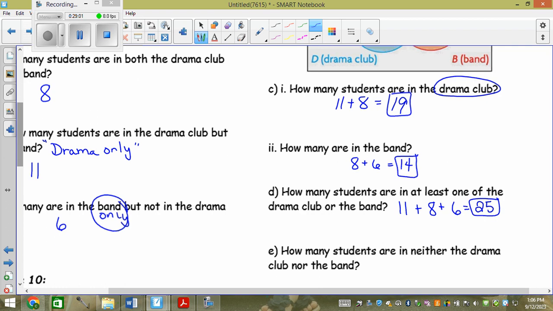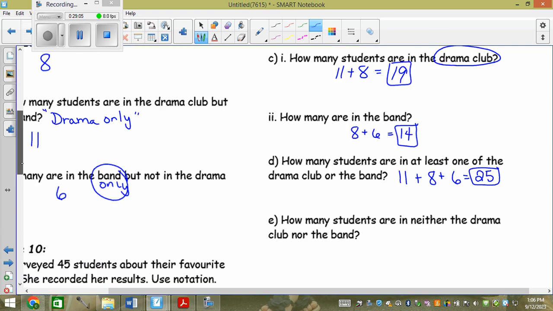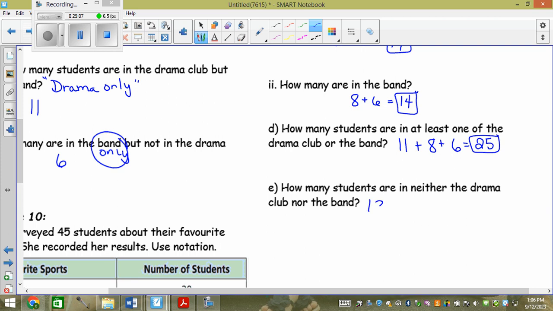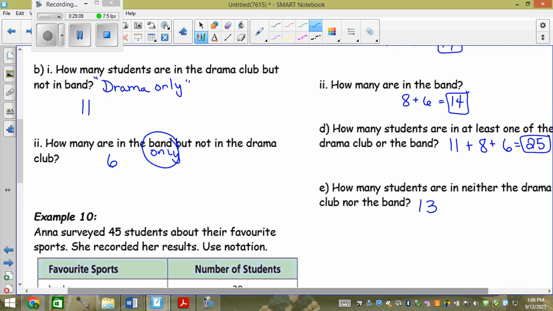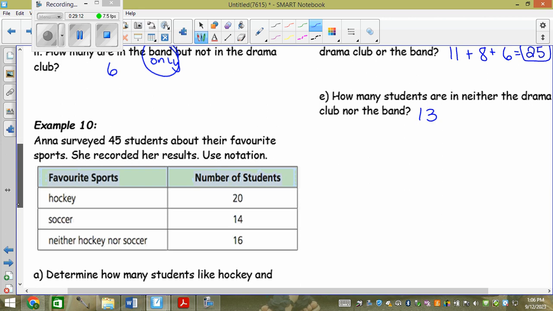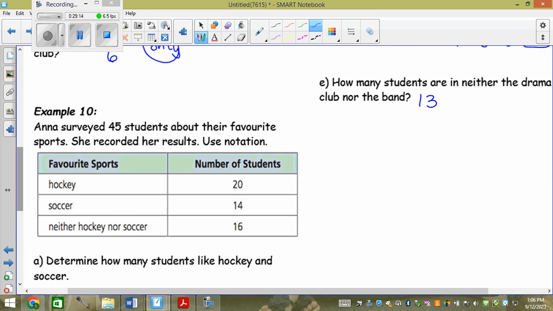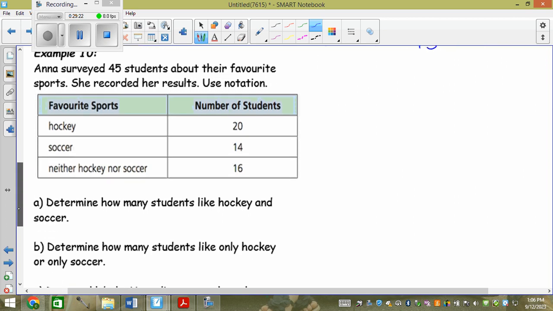And then E says, how many students are in neither the drama club nor the band? 13. Are we allowed to leave flex? No. Darn. When in Rome, keep going.